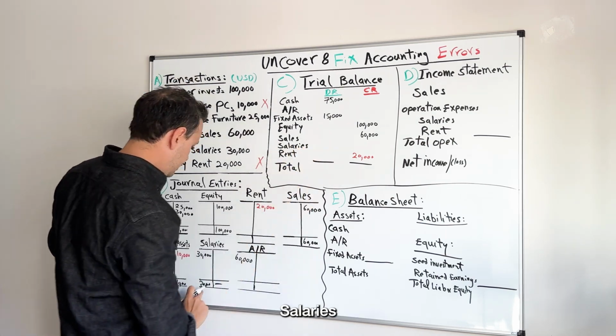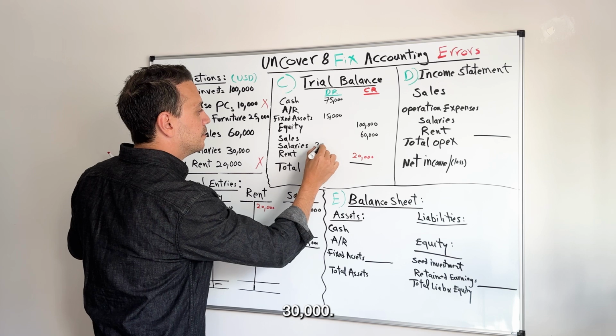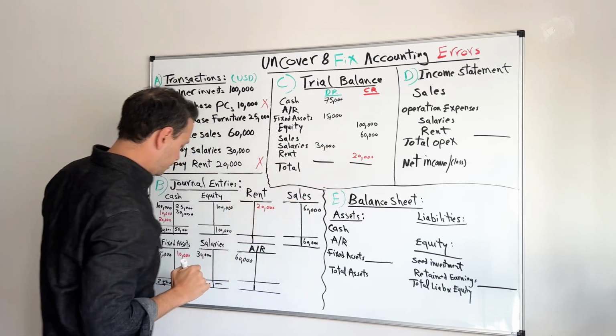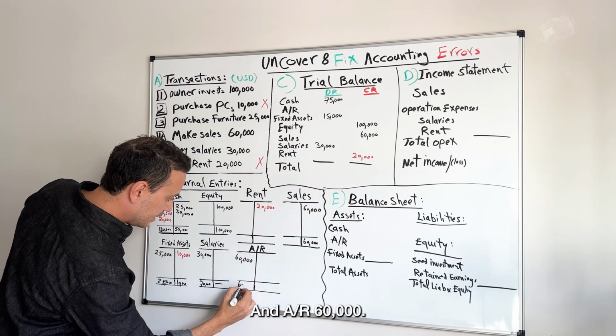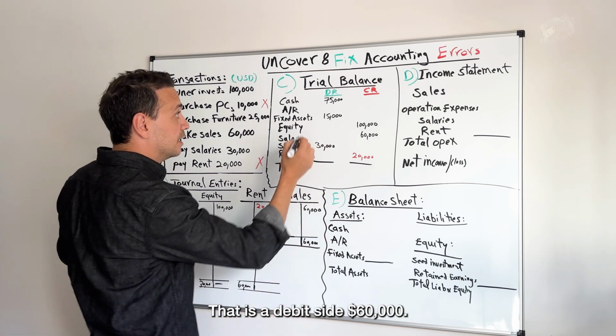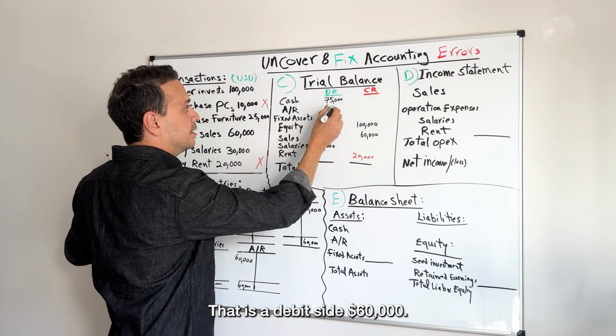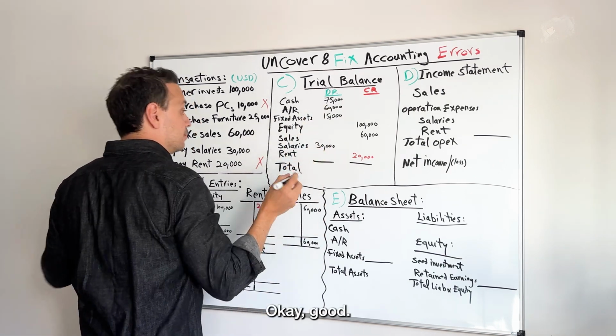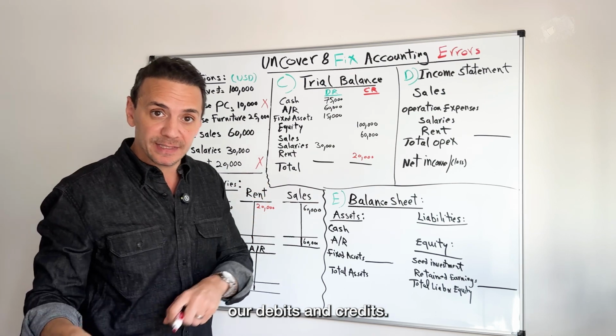Salaries, 30,000. And AR, 60,000 balance, that is a debit side, $60,000. Okay, good. Now let's go ahead and add up our debits and credits.